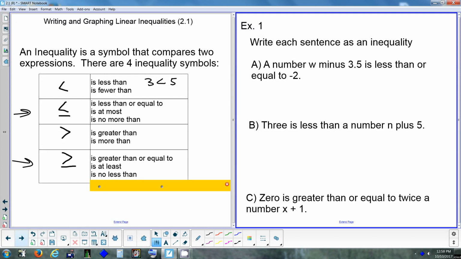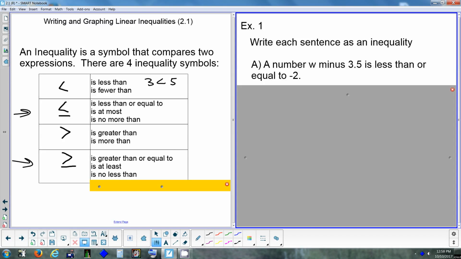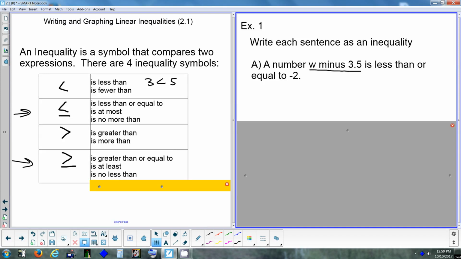Okay, so I want to take what we have on the right and translate it into an inequality. The first one says a number W, so that's just what you're calling your variable, minus 3.5. So let's start with that. Can someone tell me how to write W minus 3.5? Not in words, but symbols, like mathematical. Yep, W, the minus sign, 3.5.